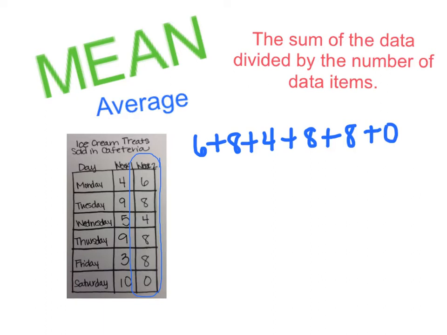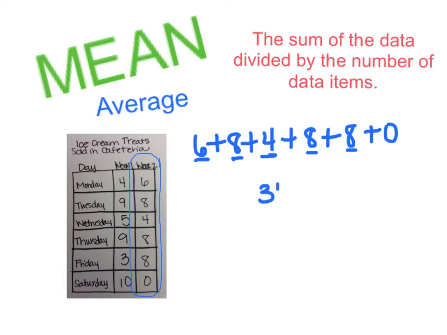And for your sum of those numbers, I'm going to use a shortcut here. I see that I have 3 8s. 3 times 8 is 24. And 24 plus 6 is 30. And then plus 4 is 34. Plus 0 is still 34.